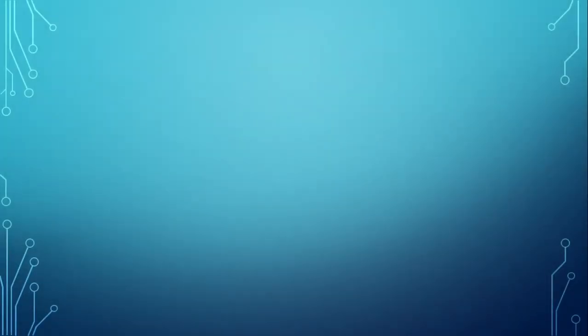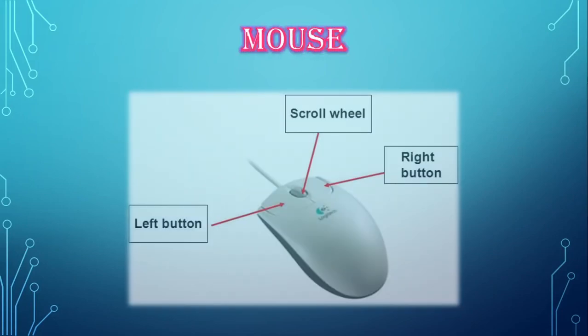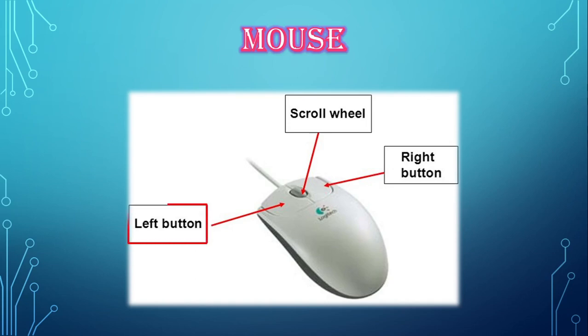And the first thing we are going to learn about is mouse. We can see the picture of mouse here. A mouse is a very common input device. It is also called pointing device. It has usually two buttons and a scroll wheel in the middle of the two buttons. We can see the buttons here. Left button, right button and scroll wheel.